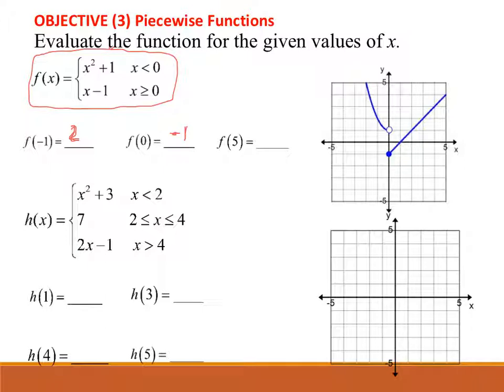And so now we have f of 5, so we look at 5 and it's greater than or equal to 0, so we use the bottom function. 5 minus 1 is 4. So now we come over to our graph and we see how this graph works.